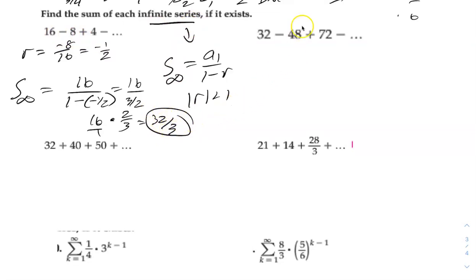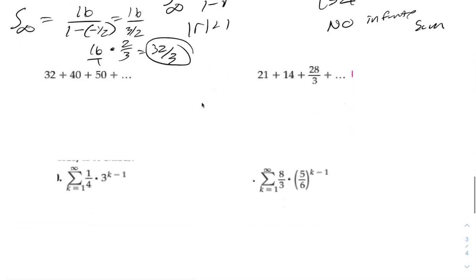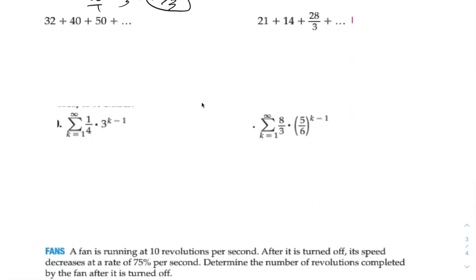Pretty crazy. Next one. Again, first you want to find out what R is. Second term over first term, -48 over 32. Now you're like, hey, that's less than 1, it's negative. Remember, I don't care about the sign, it's absolute value. This is actually bigger than 1. Absolute value, this is bigger than 1. So it's too big, can't do it. No infinite sum. You can only do it when the absolute value of R is less than 1. So not possible there. Next one. R is going to be 40 over 32. Again, bigger than 1. Not possible.